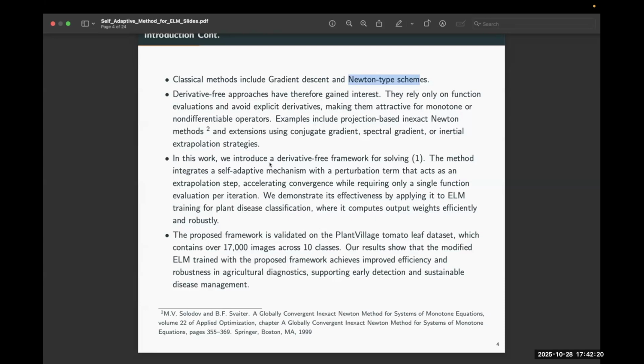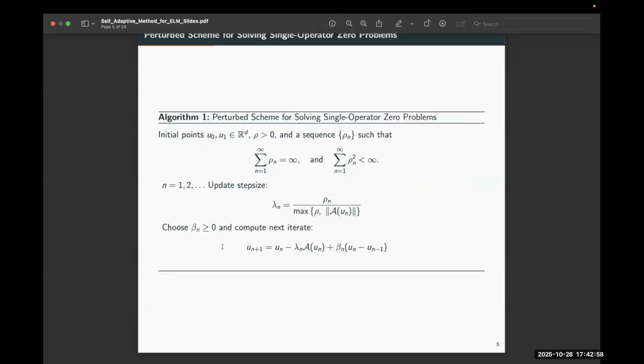So in this work, we try to introduce a derivative-free scheme, which we can incorporate with this ELM to compute the output weight. And to validate our work, we are going to use the PlantVillage tomato leaf diseases dataset. This dataset comprises over 17,000 images across 10 classes of diseases. So we want to use this to see whether our algorithm is going to be able to classify better than the actual ELM. Can we have a modified version?